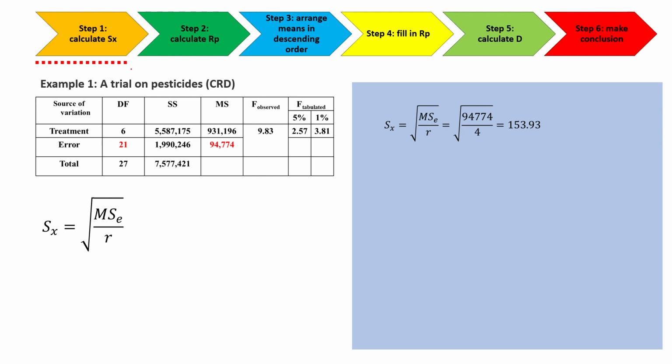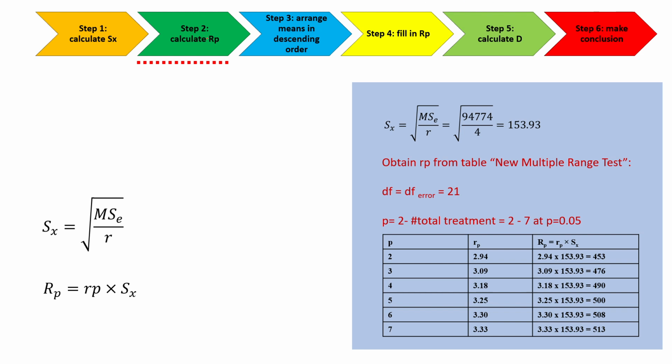Okay, so the first step, let's calculate Sx. The formula is the square root of mean of square error divided by replicate. It's pretty simple. This is the ANOVA table that you have calculated during your ANOVA test. What you need to do is plug in the mean of square error, then divide by 4 replicates. There are 4 replicates for each treatment group, and you get your Sx, which is 153.93.